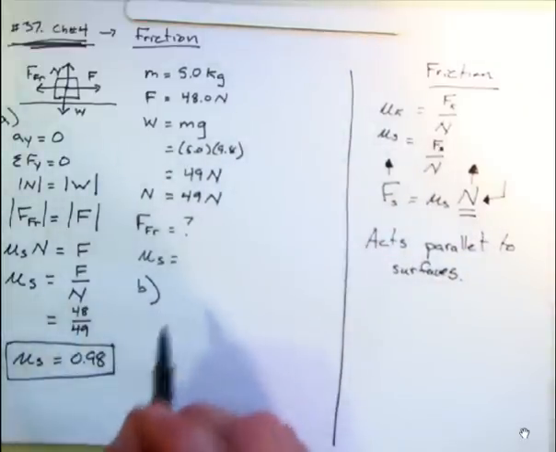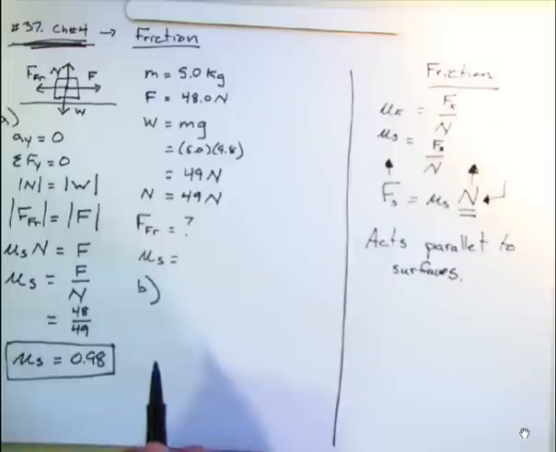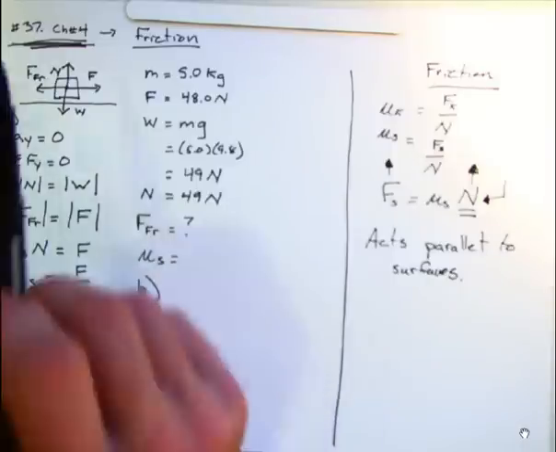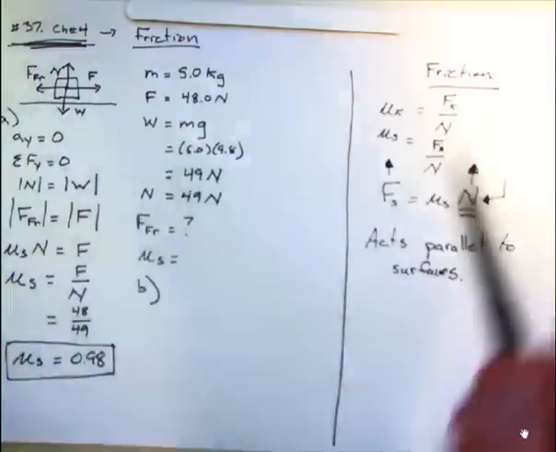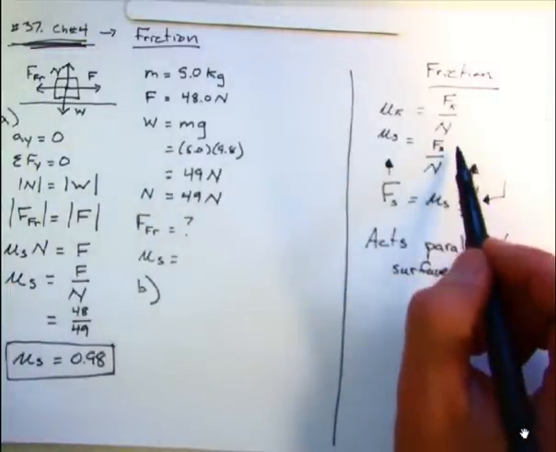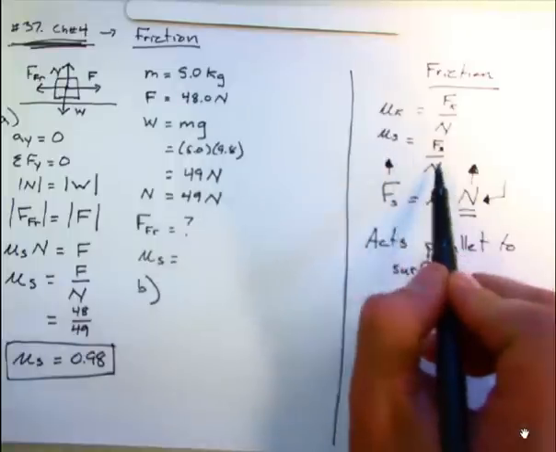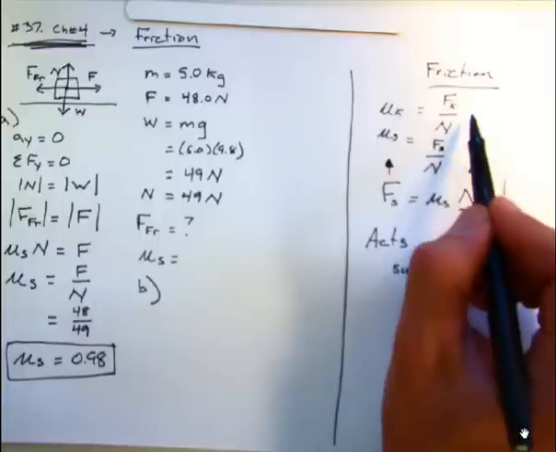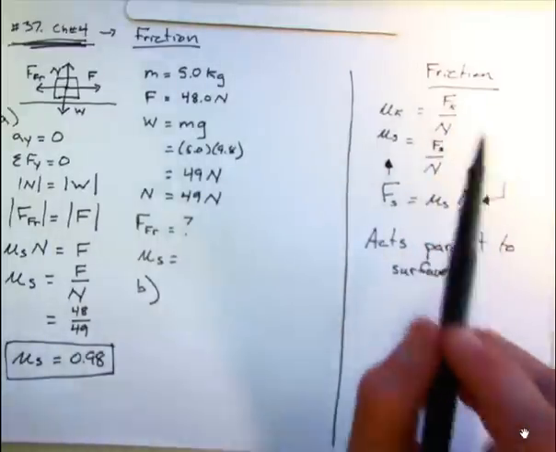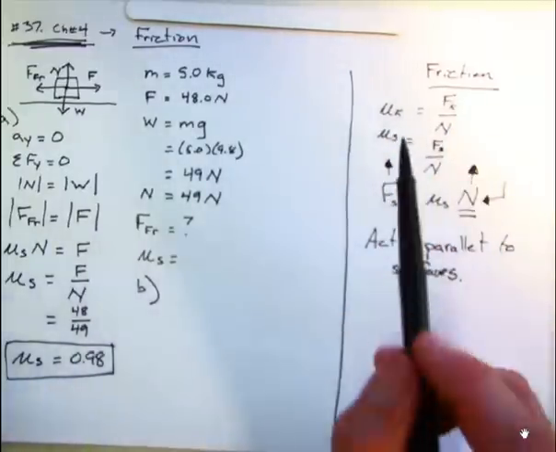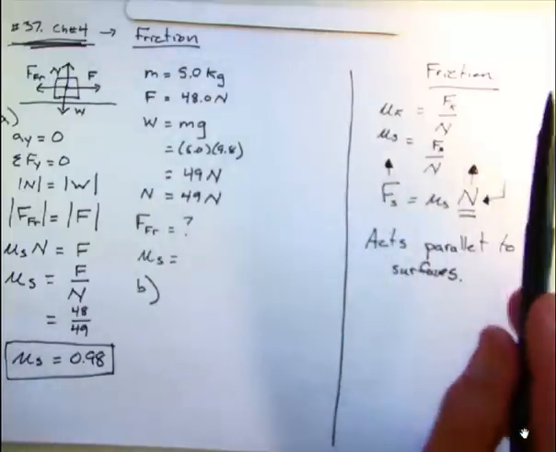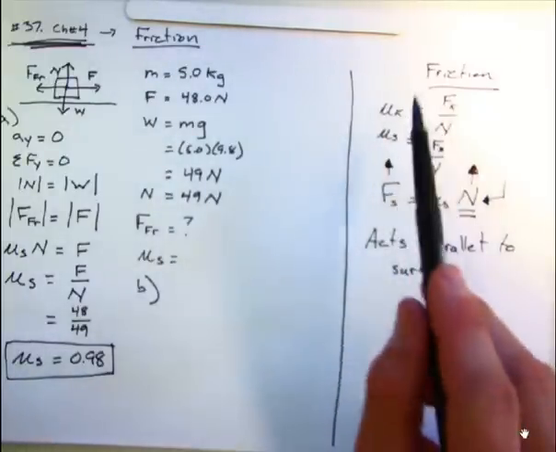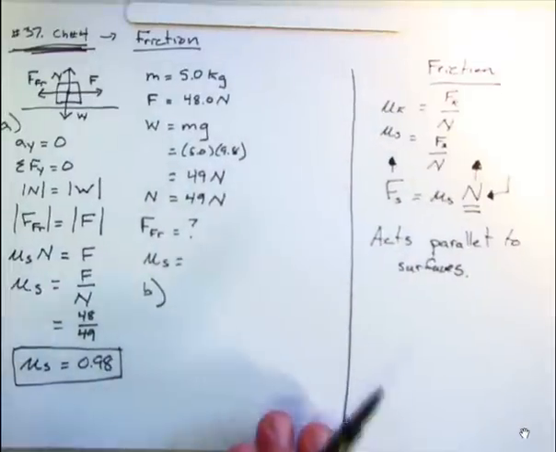Why don't we apply that to part B of this problem? In part B, it says that the box starts to move. And of course, as soon as the box starts to move, we're no longer dealing with static friction. We would then be dealing with kinetic friction. Kinetic comes from the Greek word kinos, which means movement. So kinetic, moving; static, not moving.